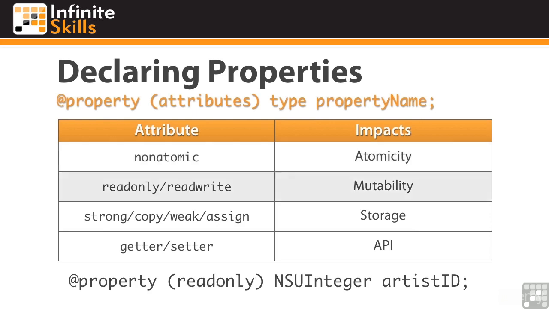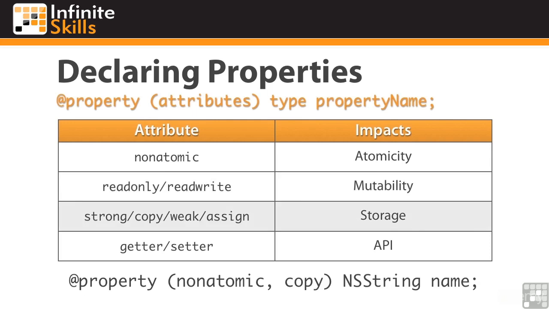The next is readonly or readwrite. By default, properties are readwrite. This means when the compiler generates the code, it will create methods to both get and set a property. If we want to only generate the getter, we can specify readonly. We also have a number of attributes relating to the storage of a property. Specifically, these attributes impact how the setter method gets implemented. Let's talk through what these mean.